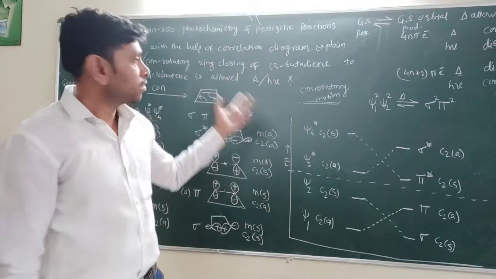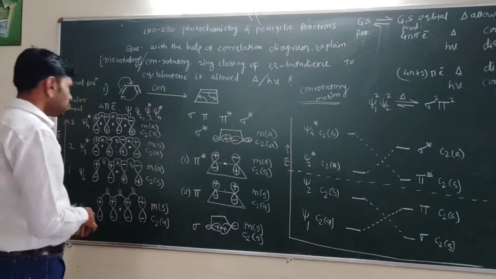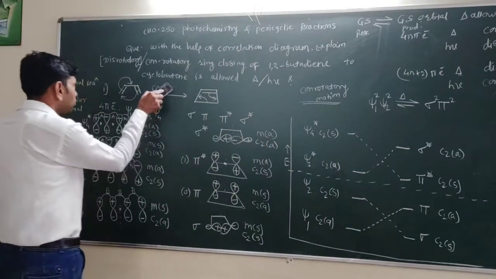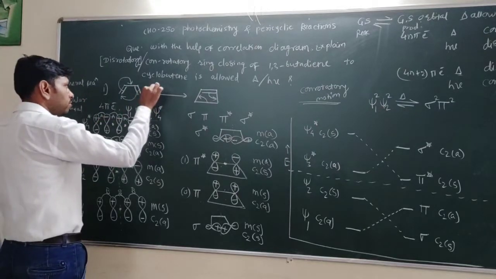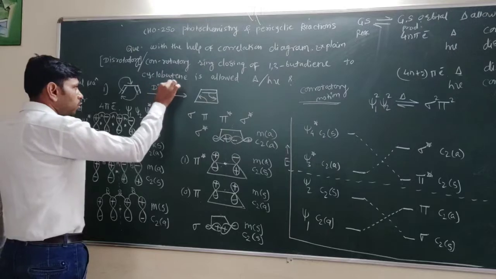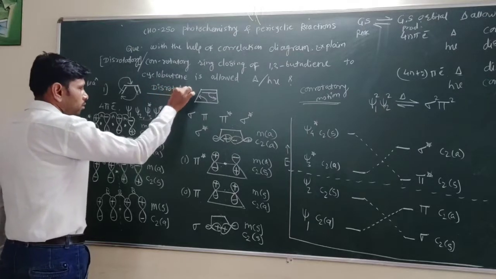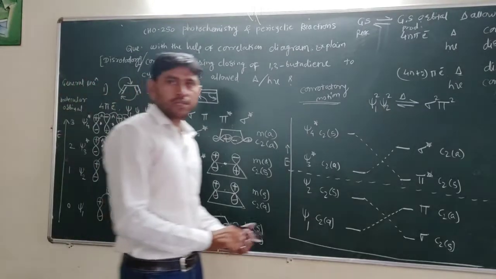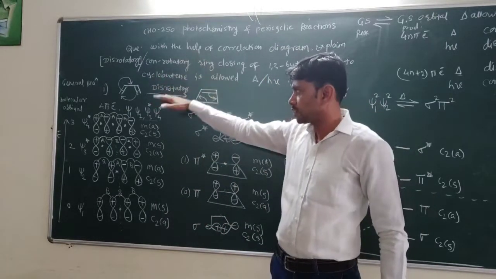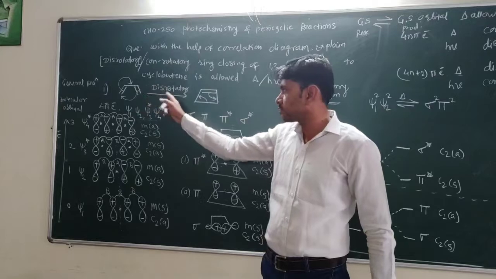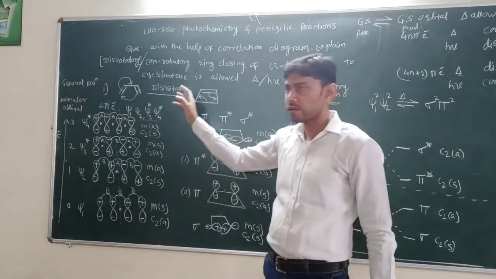So let's see here this disrotatory motion. What do we have to change here for disrotatory motion? Same reaction, same mechanism, but the rotation is changed. Now look at this disrotatory motion. For this disrotatory motion, the first step is to write the general reaction. So we wrote the general reaction here.